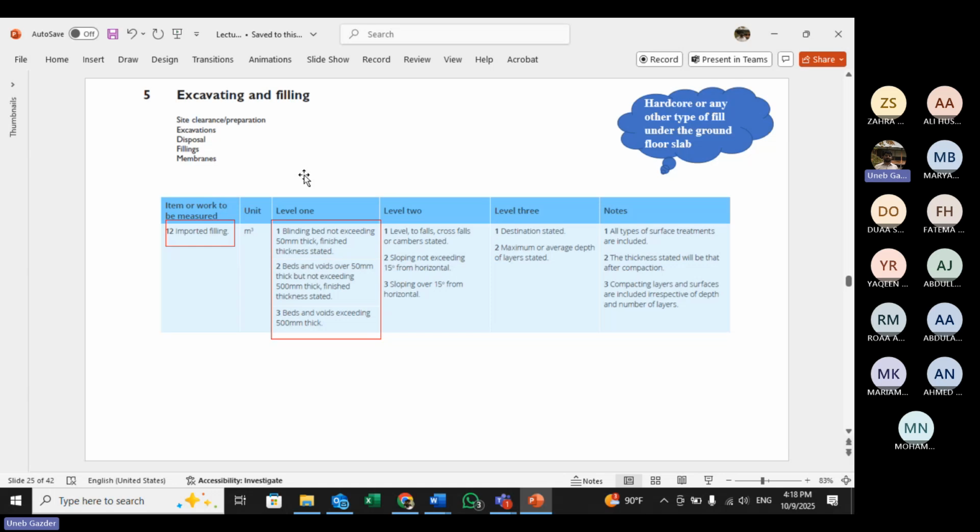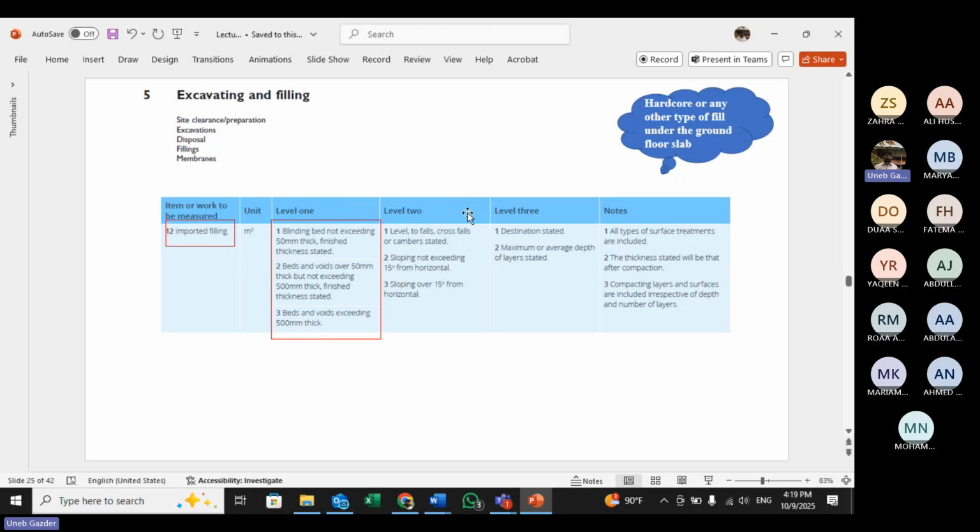This is the standard for filling of the hardcore, and the same standard can be used for filling any other type of material as well. Usually it is imported because you want strong material, as I showed you with the aggregates. These are things you need to mention: is it exceeding 50 millimeters? Is it exceeding 500 millimeters? And so on. You need to mention the thickness of this hardcore.